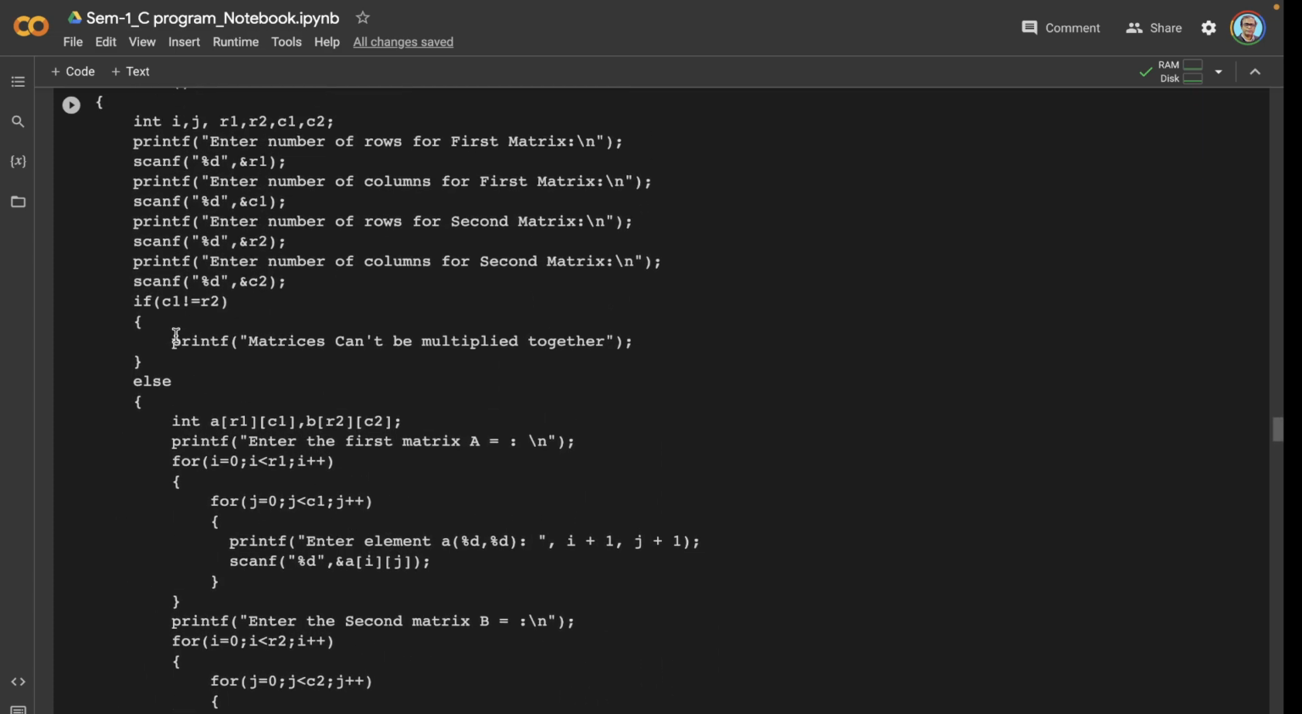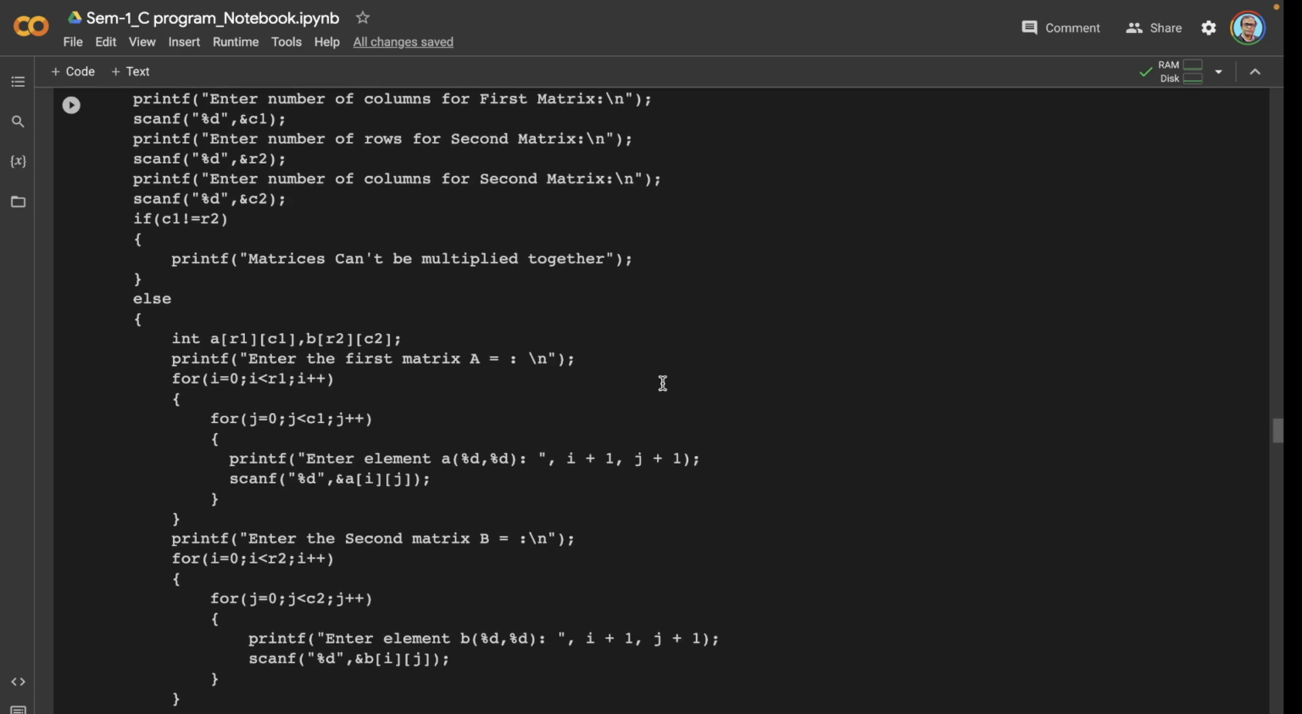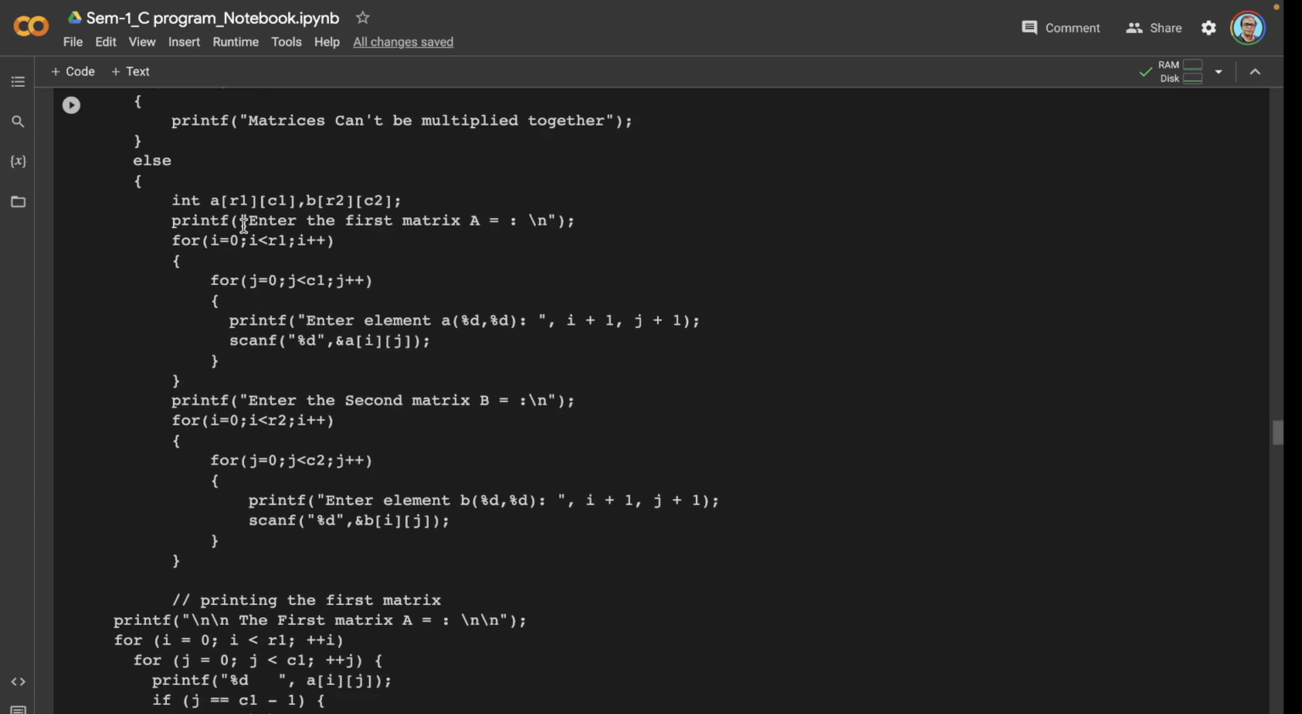Here note that C1 must equal R2. C1 is the number of columns of the first matrix and R2 is the number of rows of the second matrix. If C1 is not equal to R2, then the matrices cannot be multiplied. So you must remember C1 must be equal to R2.